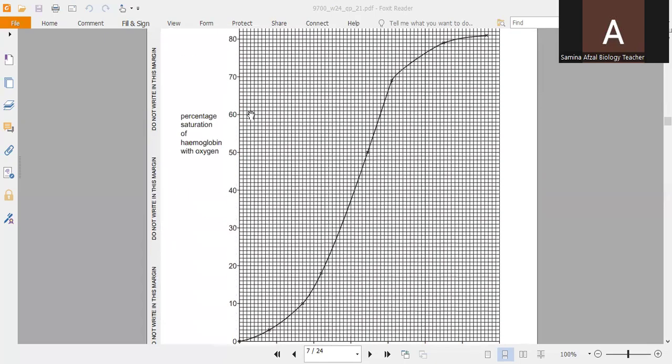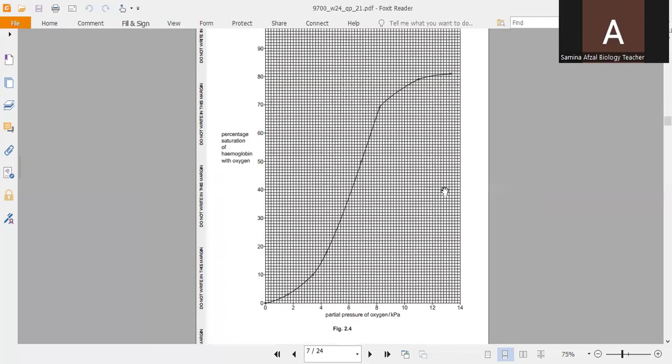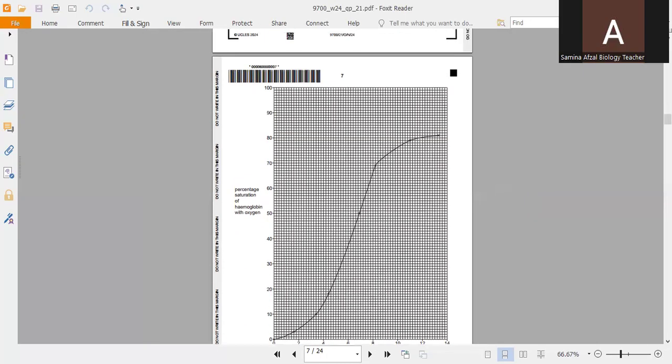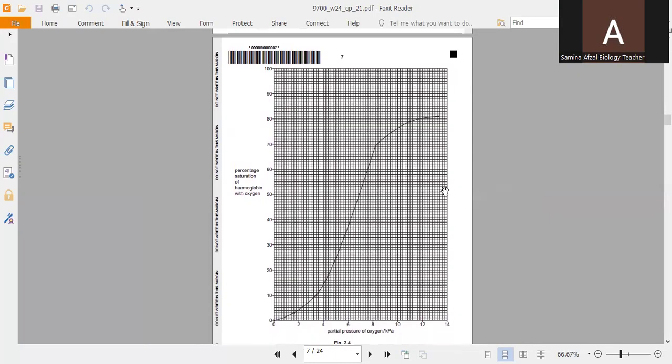So here is an oxygen dissociation curve, which you can see, and it shows the affinity of the oxygen. First of all, I will explain this. What is this oxygen dissociation curve?